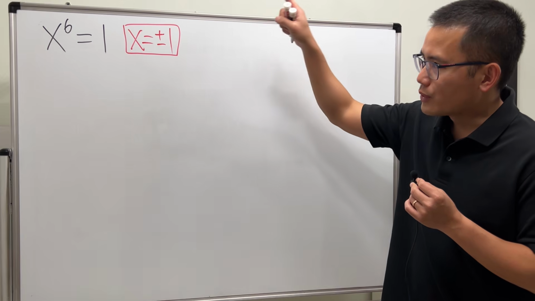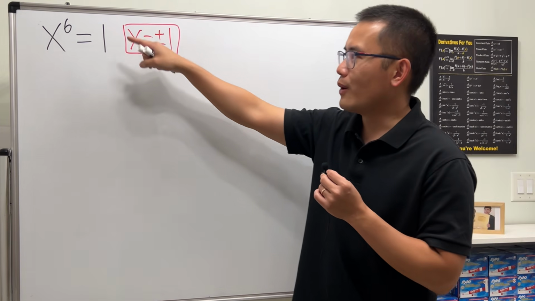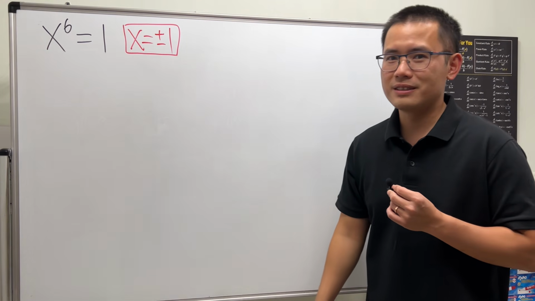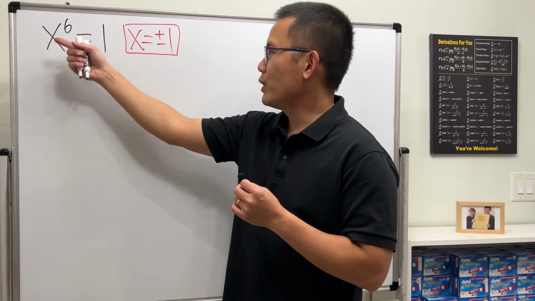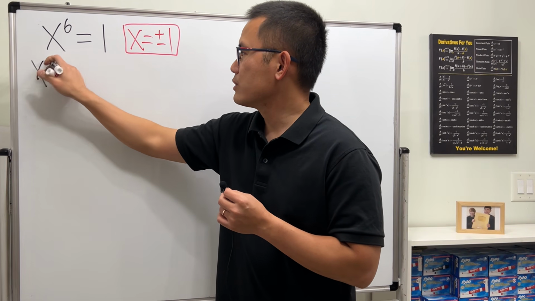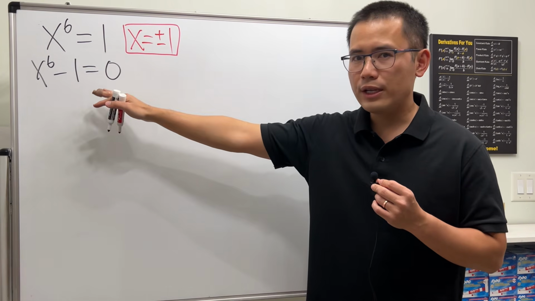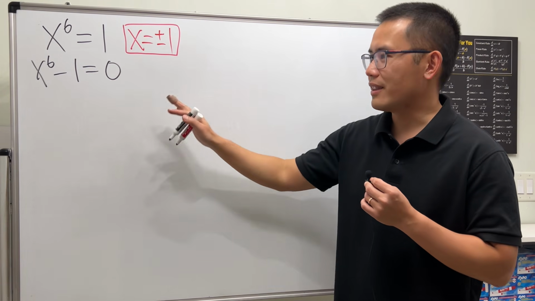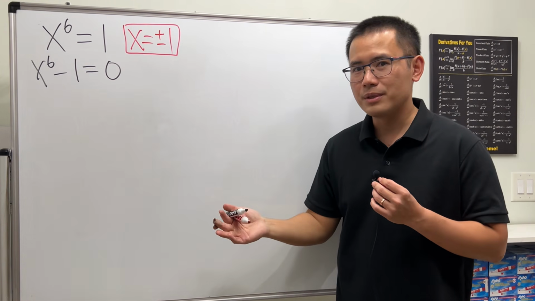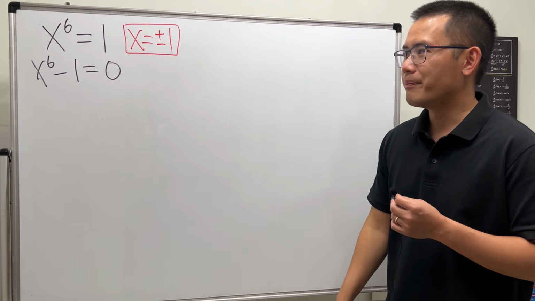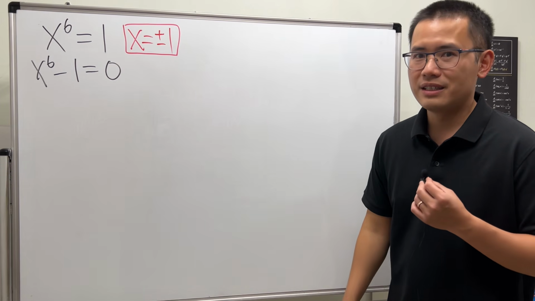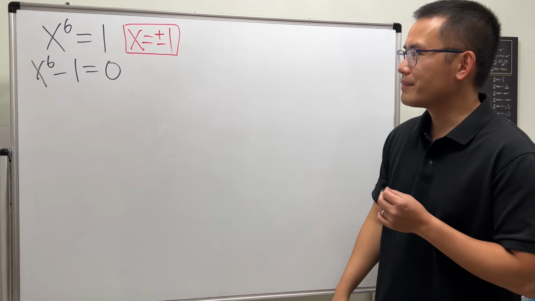So we're going to go ahead and continue to find the other 4 complex solutions. To do so, put the 1 to the other side. So we have x to the 6 minus 1 is equal to 0. Then try to do it by factoring, because I think in the beginning of learning the complex numbers and all that, we do it by factoring. Do we have any other methods? Yes, but maybe later on.